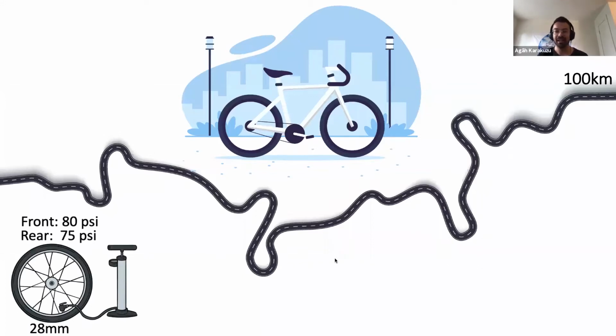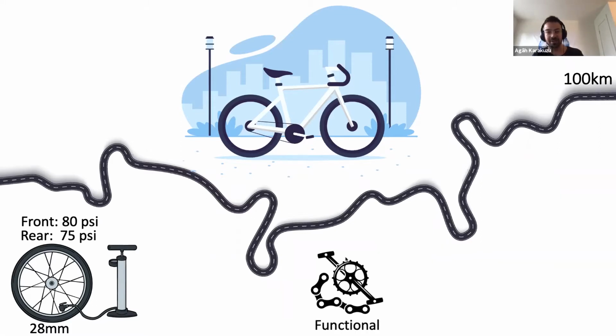If you have 28 millimeter tires and you weigh about 85 kilograms like I do, you know that 80 psi front and 75 psi rear tire pressure is optimal so that it rolls quickly and it's still comfortable. Then you check if your crankset and chain are working properly. So in this case, your coarse grain parameter is binary.